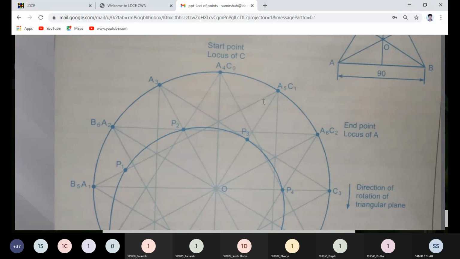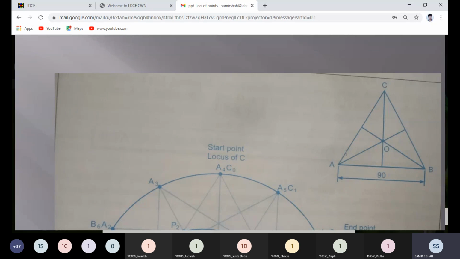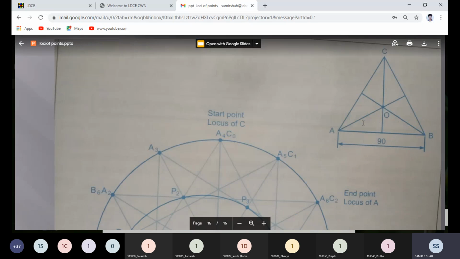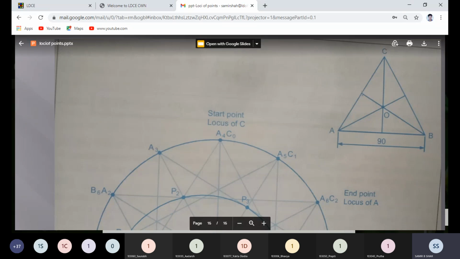Here the line AC is 90 mm long, and the point P will move every time 15 mm towards point C. Every time it is 30 degrees, so 30 into 6 is 180, and 15 into 6 is 90. So for every 30 degree rotation, it has to move 15 mm ahead. As the line AC is 90 mm long, the point P will move every time by 15 mm toward point C for every 30 degrees of rotation.